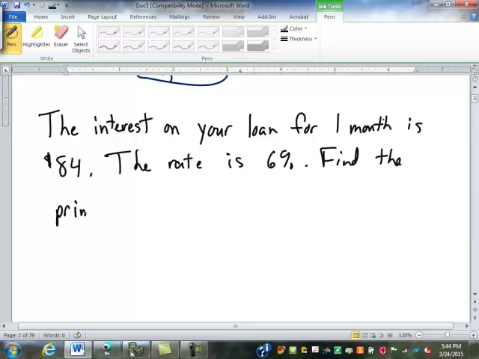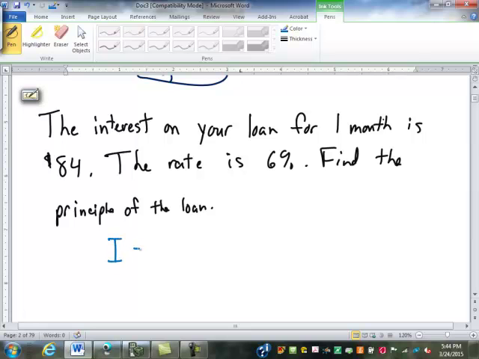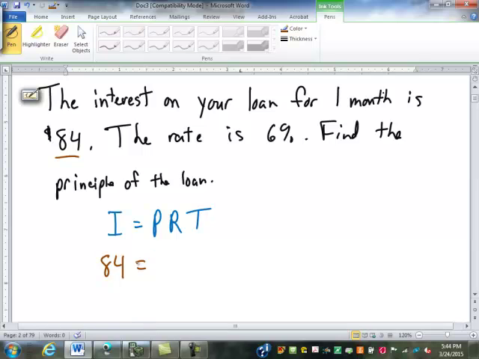So find the principal of the loan. In other words, how much do you actually owe at this point? So we're looking at I equals P R T. In this case, we know I is $84. Do we know the principal? No, the principal is what we're looking for. Do we know the rate? 6%, 0.06. Do we know the time? 1 month, so 1 over 12.